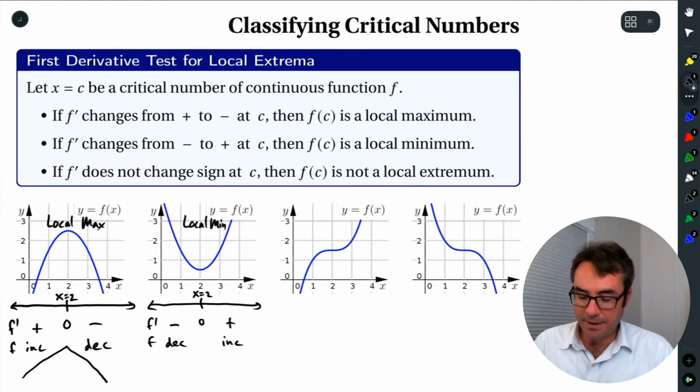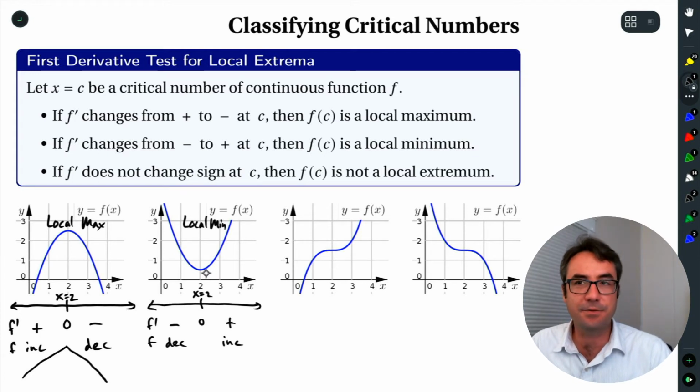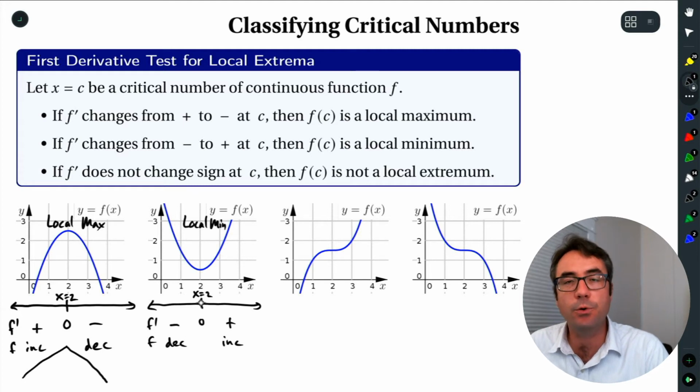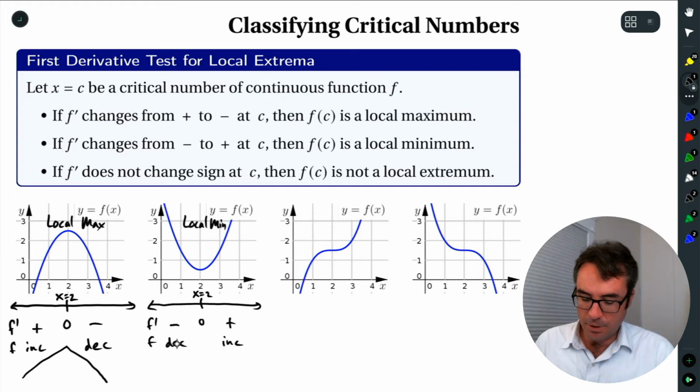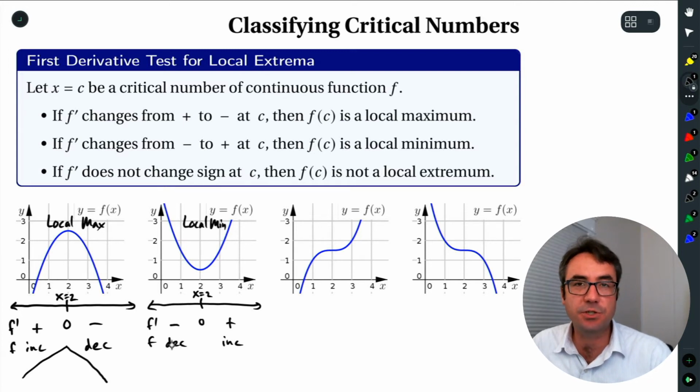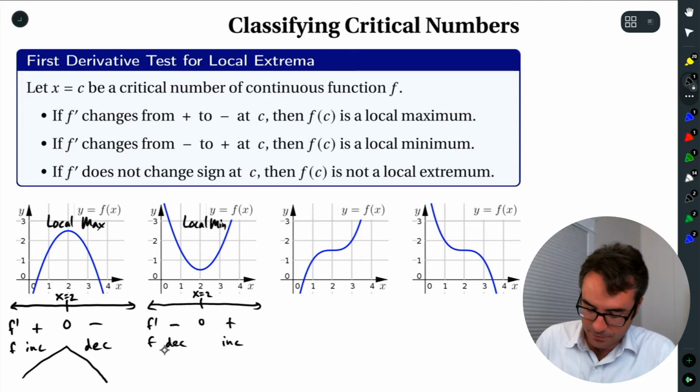And so if we didn't have this picture, we can identify this just by looking at the picture. If we didn't have this picture, we only had this sign chart, how would we remember what the first derivative test says? Well, draw in what a decreasing function might look like. So it's just kind of moving down.